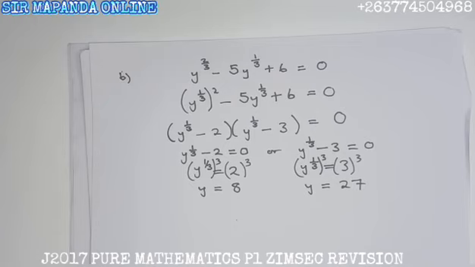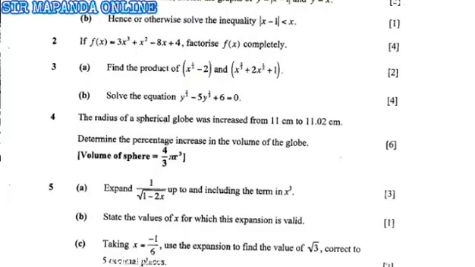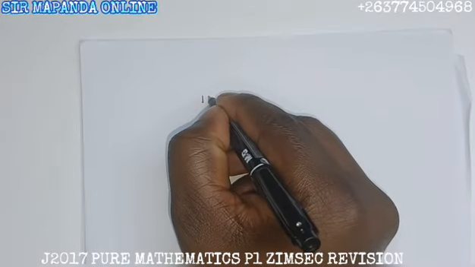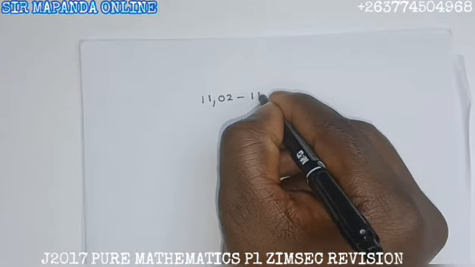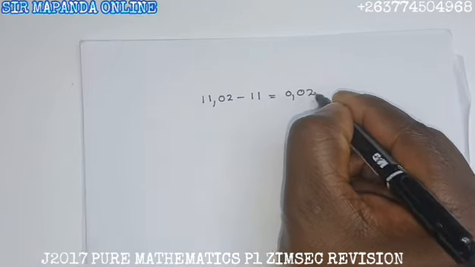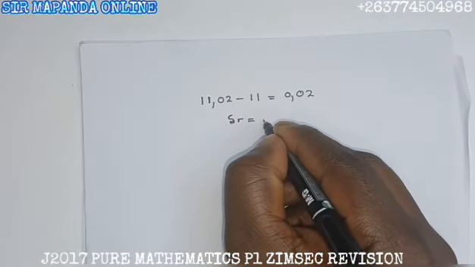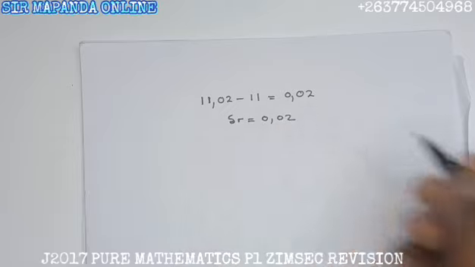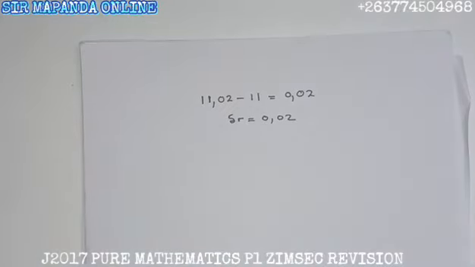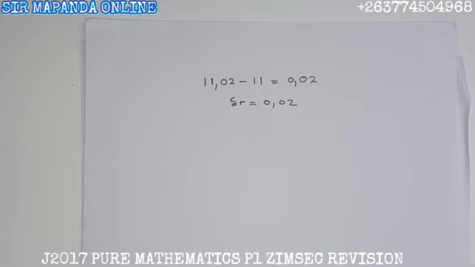We move on to question number 4. It reads, the radius of a spherical globe was increased from 11 centimeters to 11,02 centimeters. So the difference between 11,02 and 11 is 0,02, which is the change in radius. We denote this with delta r. So you are saying delta r is equal to 0,02, something like this. This is delta r, the small increment in radius. All right.